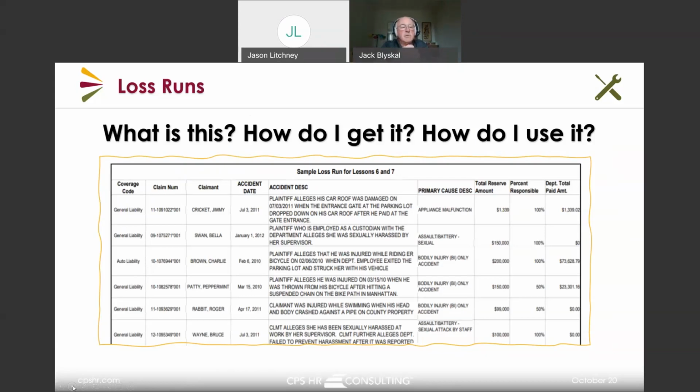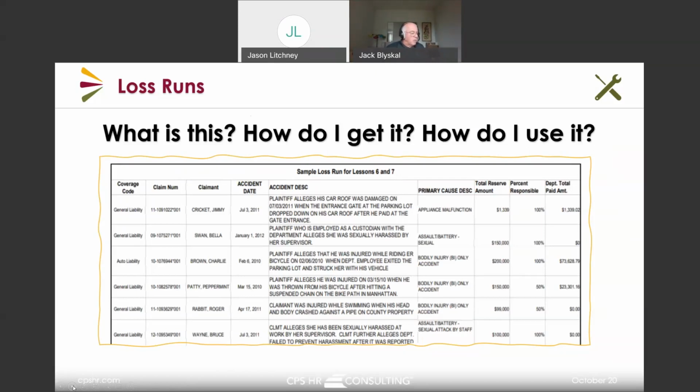But it gives you the general information of where does it fall for coverage, what do they have a claim number, who's the claimant, a short description of what happened. The primary cause description is kind of a standard coding issue. And then you're going to find the amount of money that's out there, what's reserved, what's the percent responsible, and what's the paid amount. In some lines of business, you have the total amount split out. For example, in workers' comp, you'll have medical and indemnity, or possibly medical, TD, and PD, things like that. But it gives you some information.